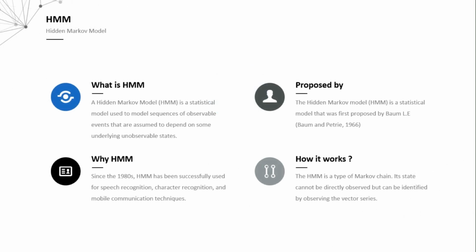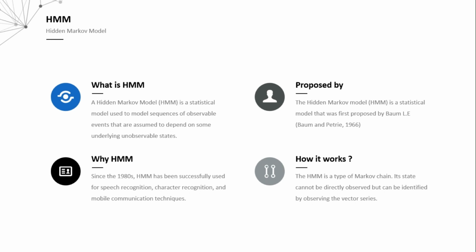What is HMM? A hidden Markov model is a statistical model used to model sequences of observable events that are assumed to depend on some underlying unobservable states. It was proposed by Baum L.E. and his friend Petrie in 1966.